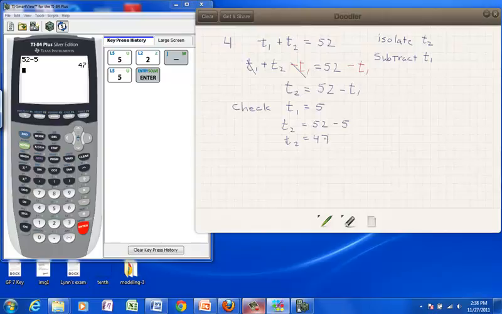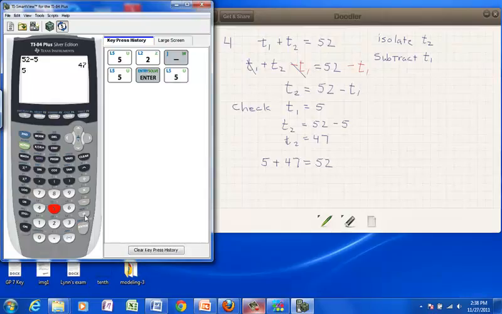This is the first step of the check. The second step is to actually see if it works in the beginning. So T sub 1 is 5 plus T sub 2 is 47. Does that in fact give me 52? Again, some of you might be able to do this in your head, but if I do it over here, I'll be certain. Great, 52 equals 52.